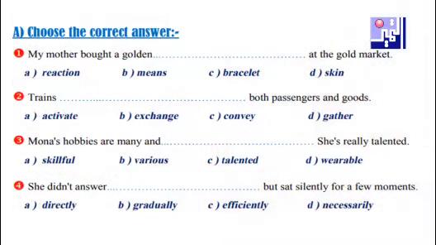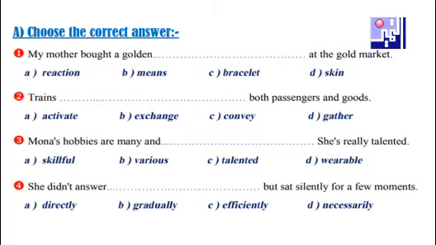Okay, now we have an exercise. Let's do this exercise to make sure that we have understood the vocab that we have studied today. The first exercise here, we have multiple choice. We have 4 sentences with 4 choices. Let's read and analyze how can we answer them.